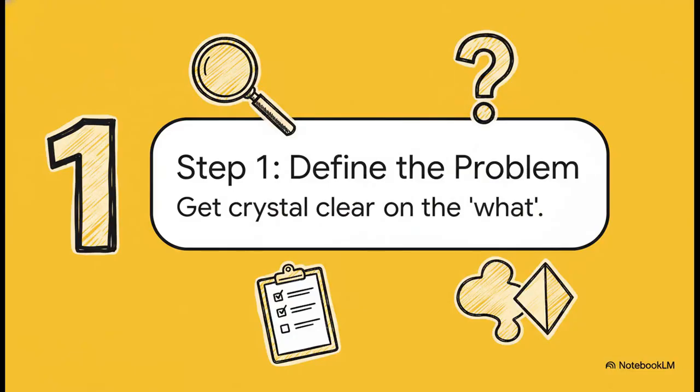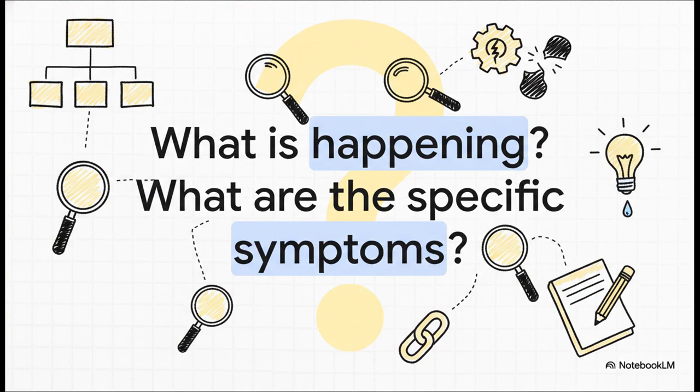First up, let's talk about step 1, define the problem. Now, this might sound super basic, but trust me, it is absolutely critical. You have to get specific. What exactly is happening? What are the things you can see and measure? Because if you have a vague, fuzzy idea of the problem, well, you have an impossible problem to solve.